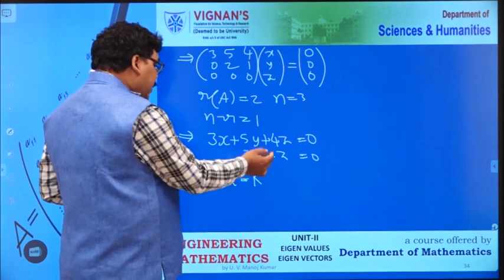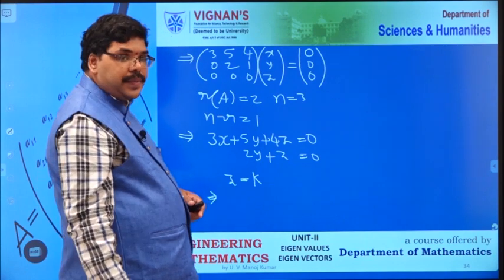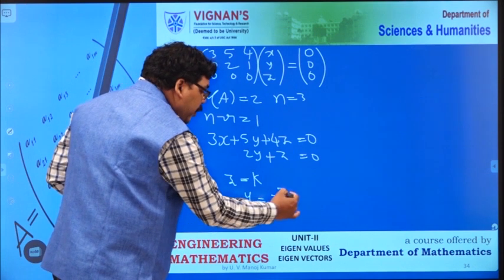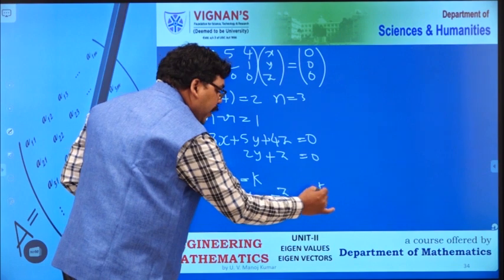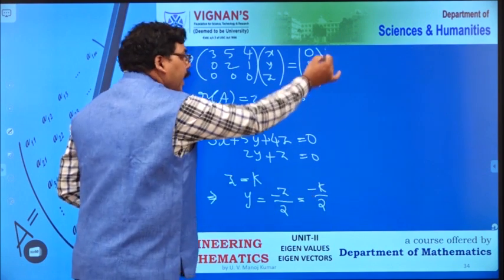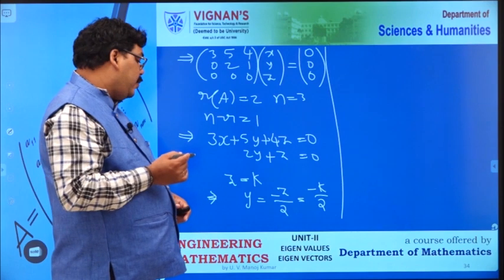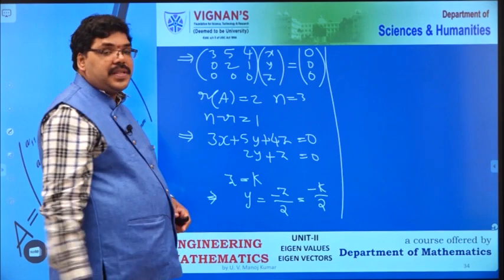So when you take z equals k and substitute in the second equation, it becomes y equals minus z by 2, which implies minus k by 2. Okay. So z is k, y is minus k by 2. Substitute y and z values in the first equation.